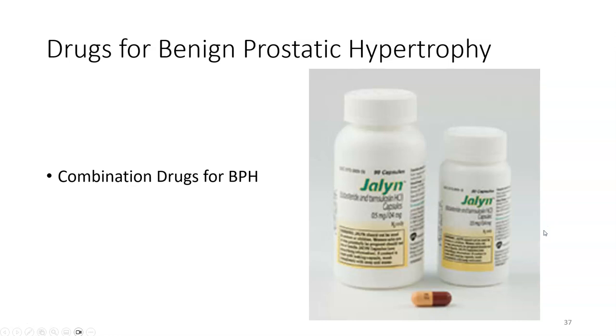And then we have combinations. This is a combination of a 5-alpha reductase inhibitor, dutasteride, with an alpha-1 receptor blocking agent, tamsulosin, and it's used to treat BPH, and the drug name is Jalyn.